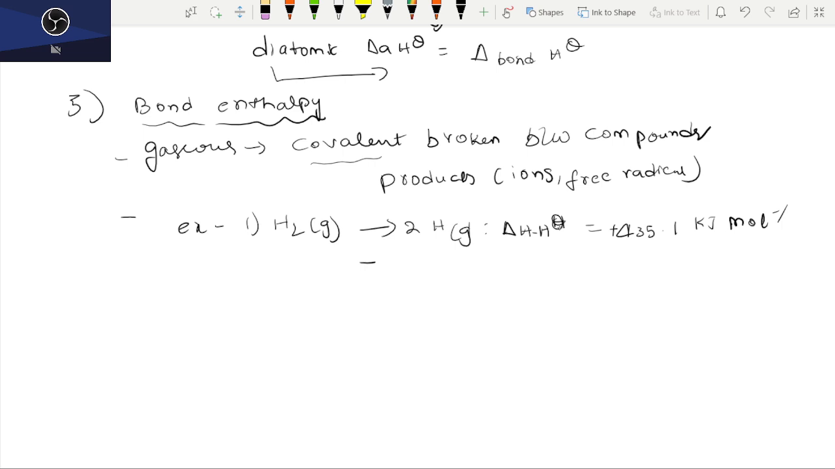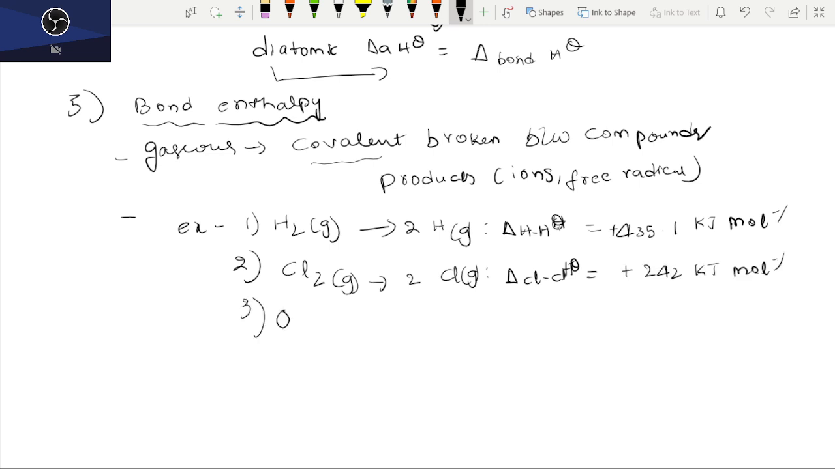Second one in the bond enthalpy. What is the second one? Chlorine I am going to take in the gaseous state. It forms 2 chlorine in the gaseous state, delta chlorine-chlorine bond H naught. And what will be the energy count here? 242 kilojoules per mole.